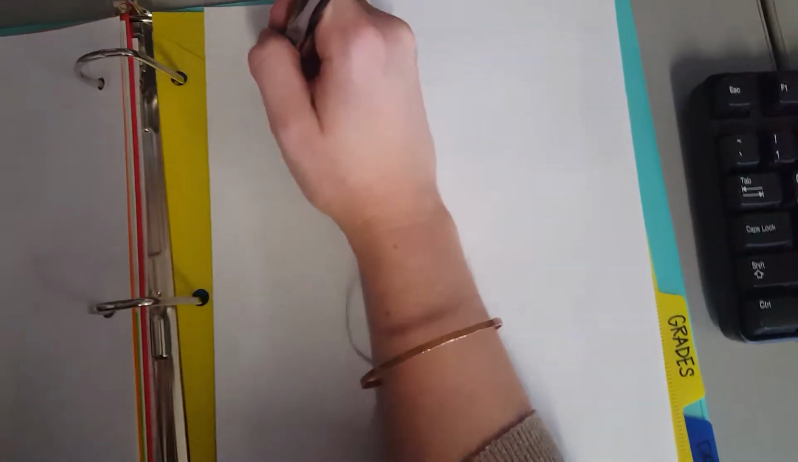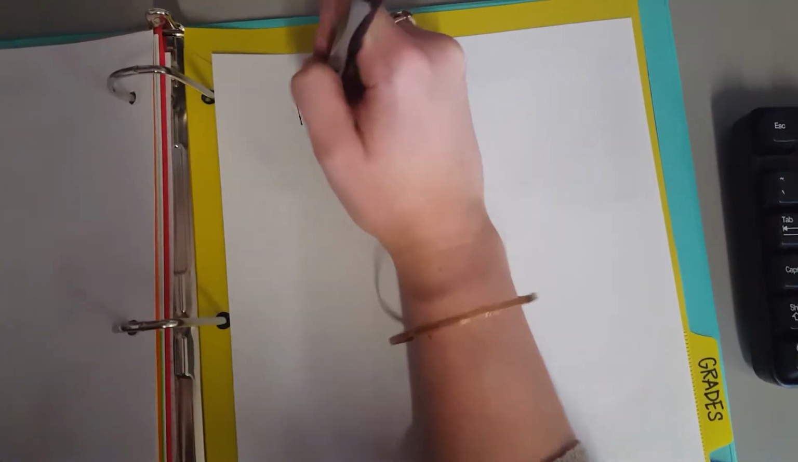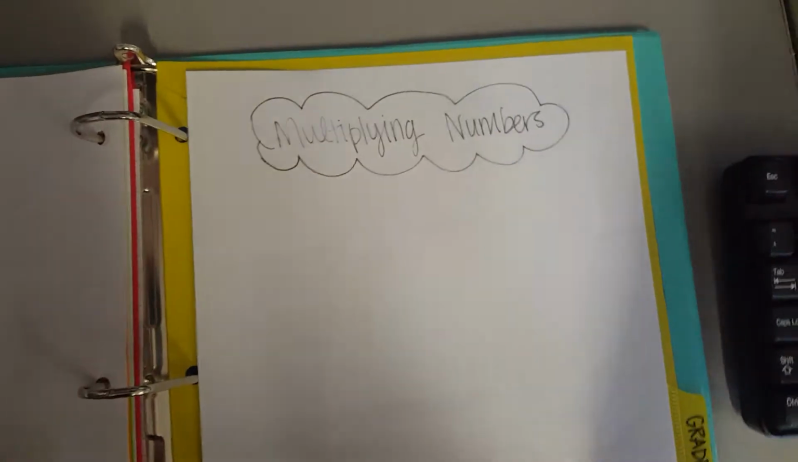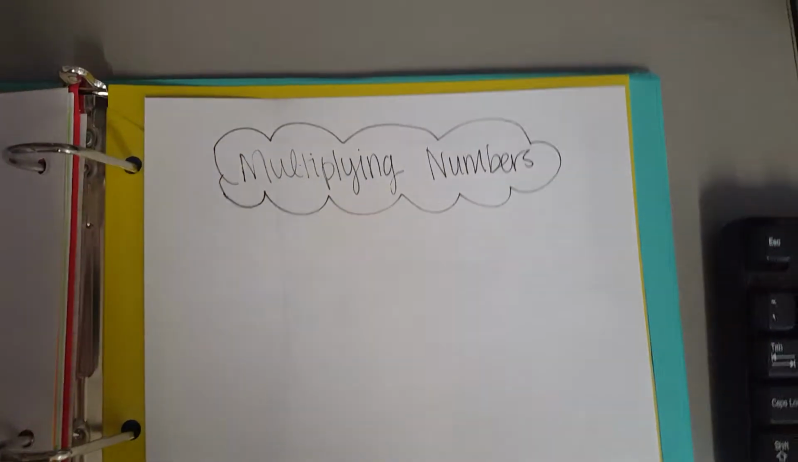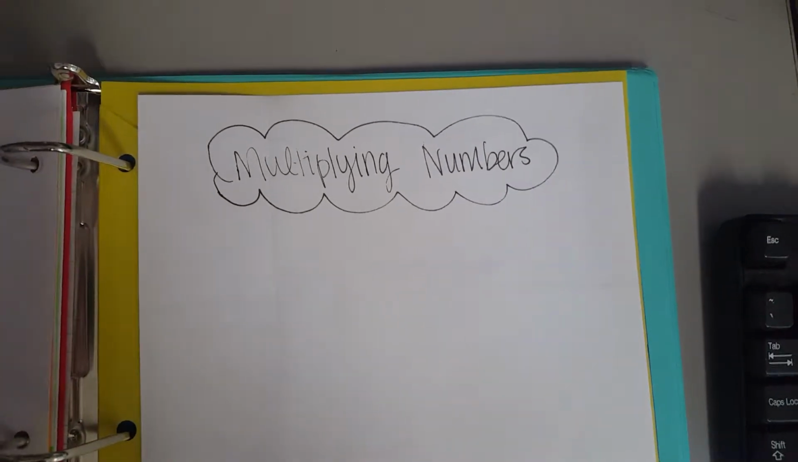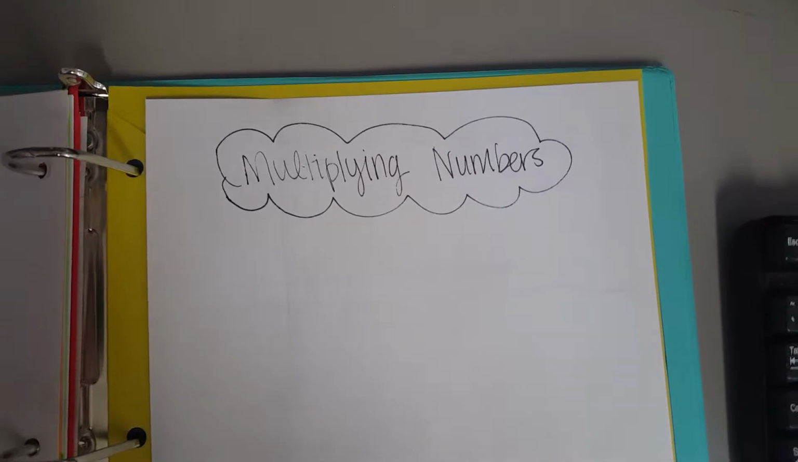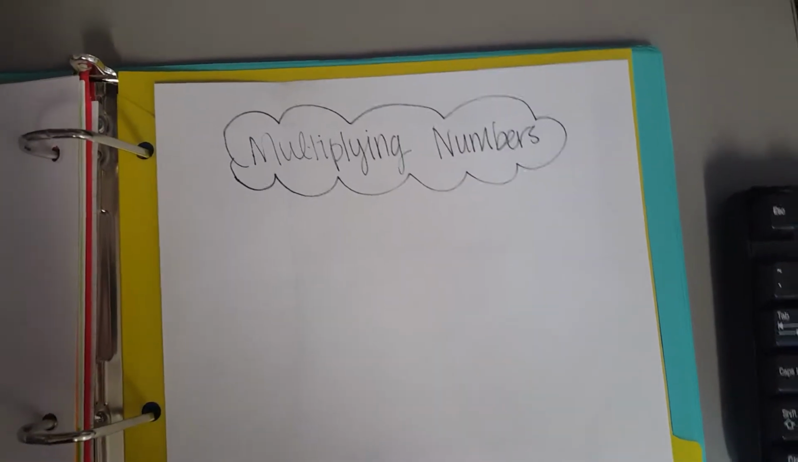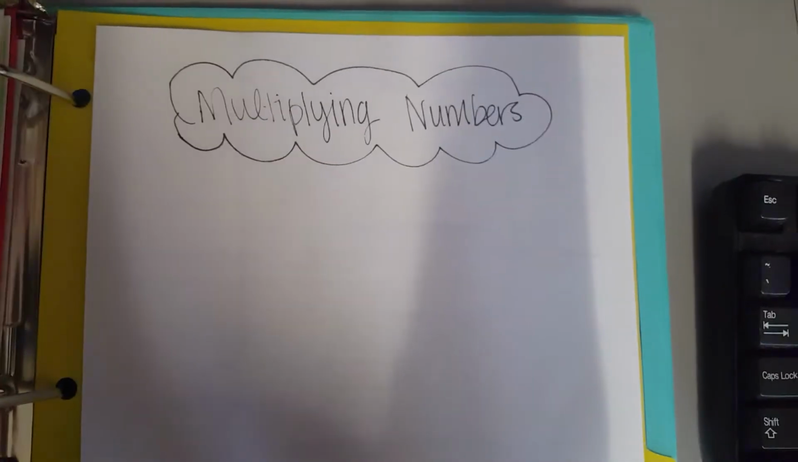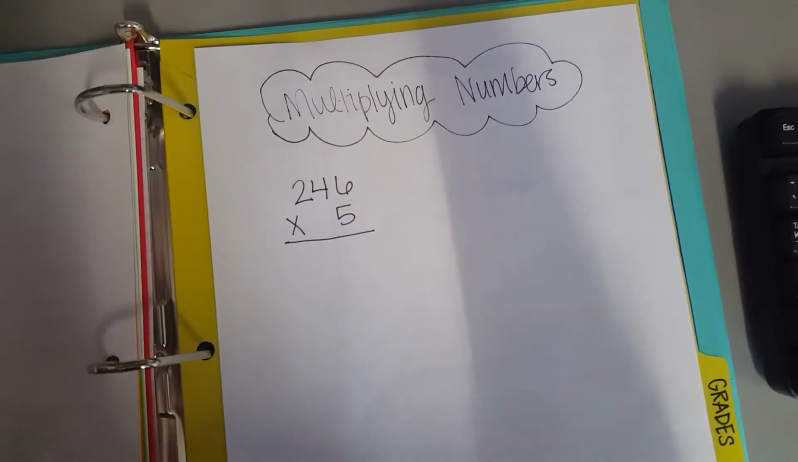Alright guys, so today we're going to work on multiplying whole numbers. This should just be a review because this is something that you learned in 5th grade. But we've got to make sure that you know how to do the standard traditional algorithm. So let's look at a problem.